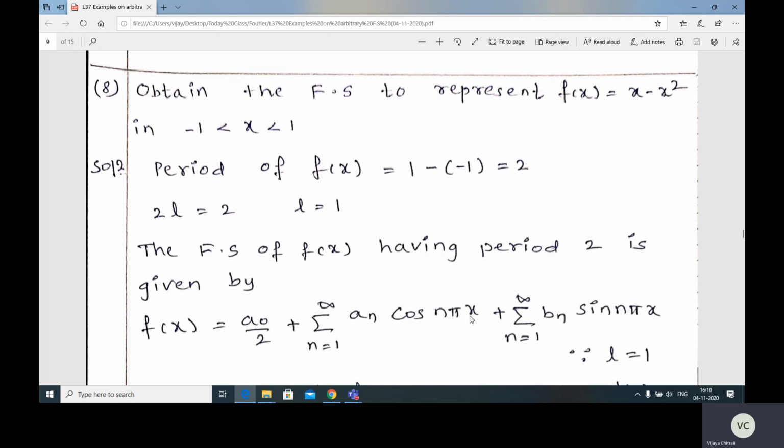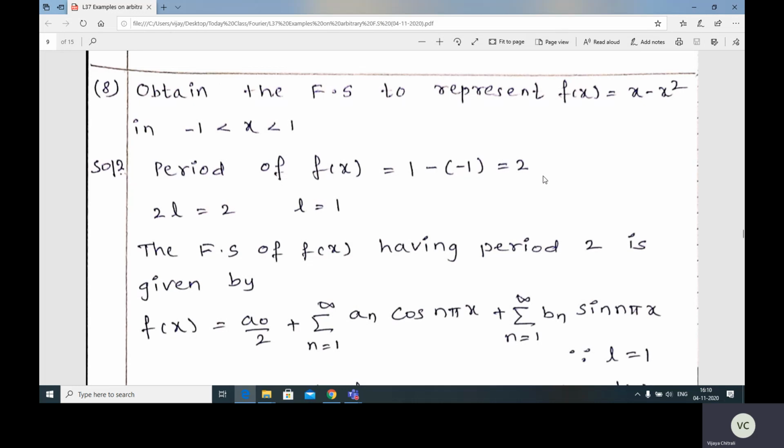Now move on to this last example. Obtain the Fourier series to represent f of x is equal to x minus x square, where x lies between minus 1 to plus 1. So the period of f of x is 1 minus of minus 1, that is 2, because a is minus 1, b is 1. So b minus a, 1 minus of minus 1, is 2.